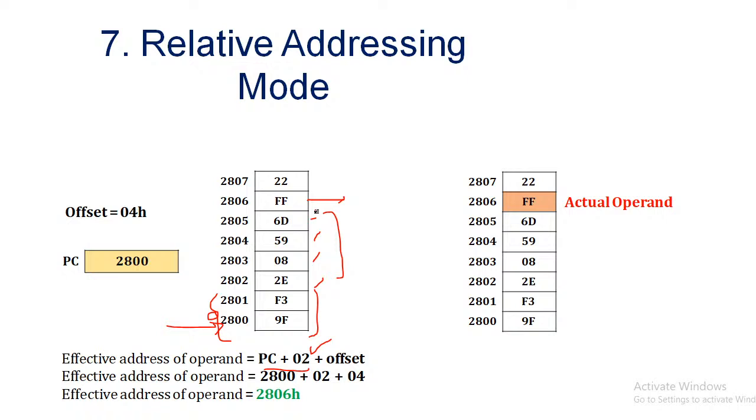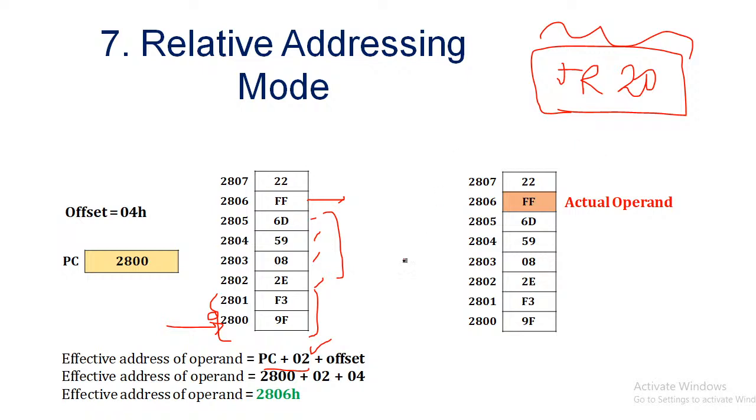If you are using JR20, whatever is the PC content, the JR20 will have, like I am just telling you the example you have already studied in the previous class. This is a 2-byte instruction, and this means whatever is the PC, that is the program counter value, will be added with 2 bytes, and then the value of the offset that is given in the instruction will be added. This is the way we calculate the relative addressing mode.